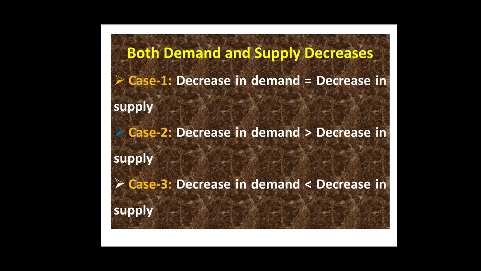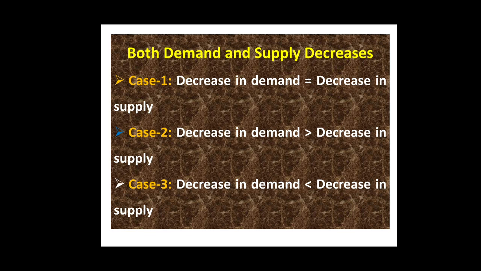Let's now illustrate the effect of a simultaneous decrease in demand and supply on equilibrium price and quantity. That is the case when both demand and supply decrease simultaneously. Students, when both demand and supply decrease simultaneously, equilibrium quantity will decrease, which is obvious. But what will happen to equilibrium price?